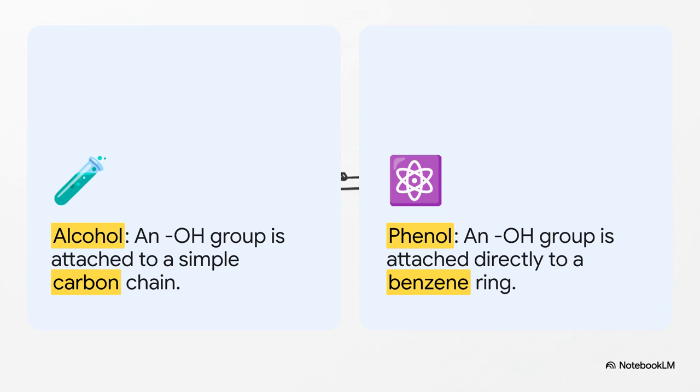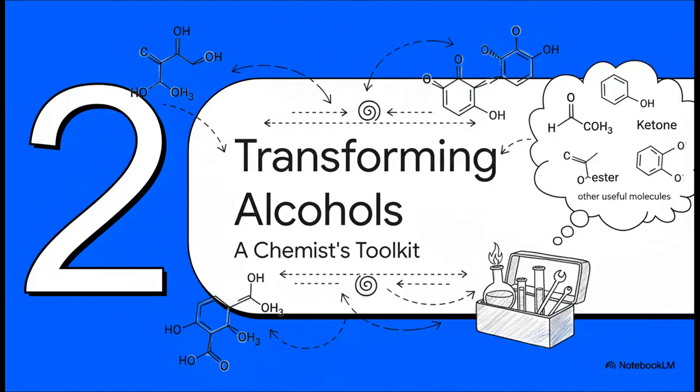In an alcohol, the OH is just hanging out on a simple carbon chain. But in a phenol, it's attached directly to this special, super stable structure called a benzene ring. And that single connection is the source of all their differences. So, let's zoom in on alcohols first. You should think of them as these awesome, versatile starting materials. Chemists have this whole toolkit of reactions they can use to turn them into all sorts of other useful molecules.